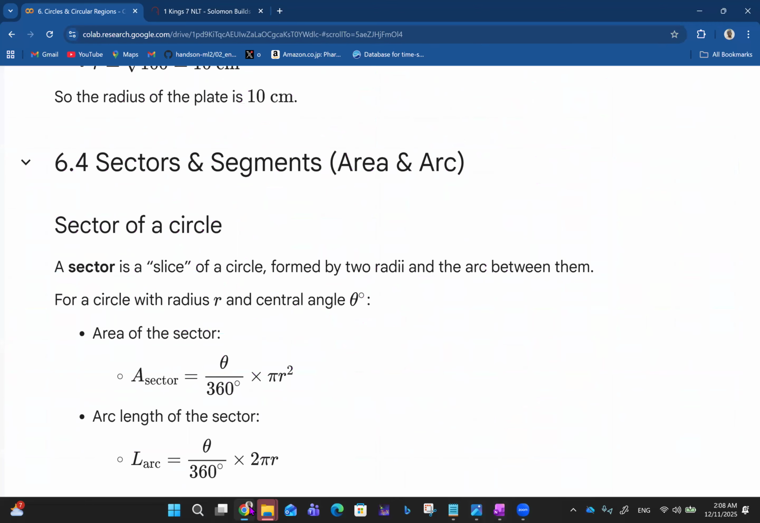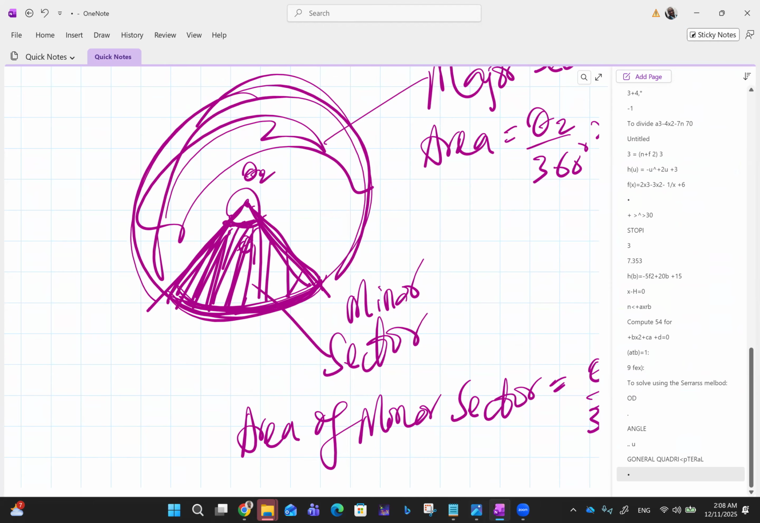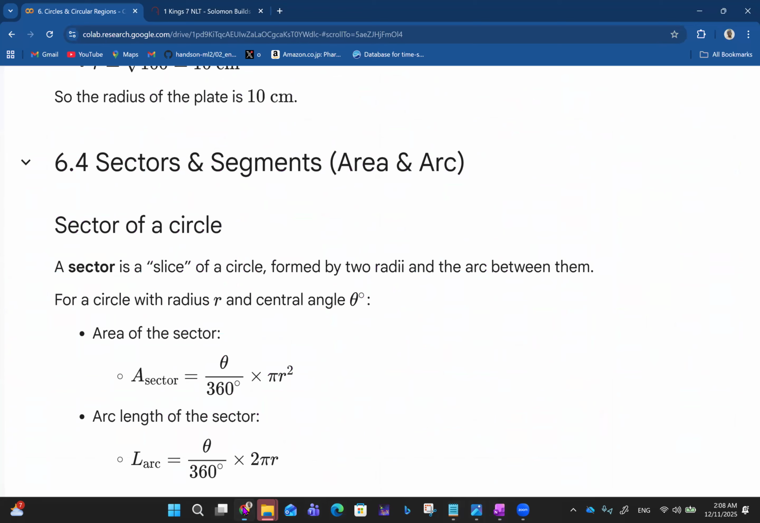So having understood that, a sector is a slice of a circle formed by two radii and the arc between them. So you see, this is a radius, this is a radius, and this is the arc between them. So you have this. In the same way, this is one radius, this is one radius, and this is the arc between them for the major part of it now.